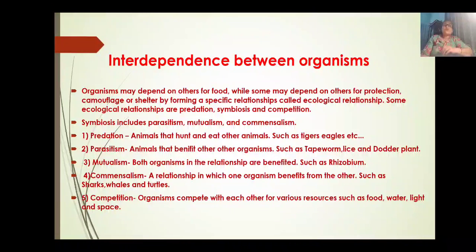They use the host's body, meaning they live on certain organisms and get their benefit from those organisms. So they get benefit from other organisms, such as tapeworm and lice. Certain plants are also parasites, like dodder plants and mistletoe. These are different forms of parasitic plants, and these are parasitic animals.